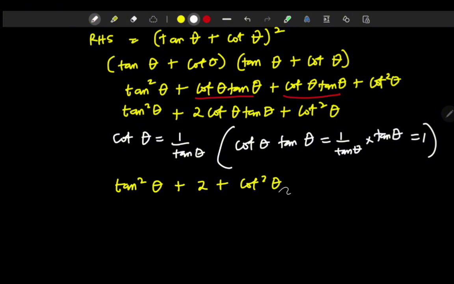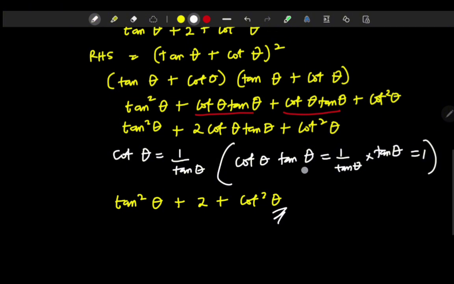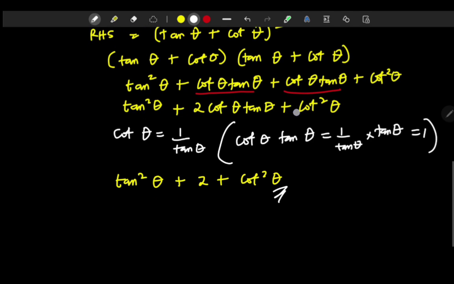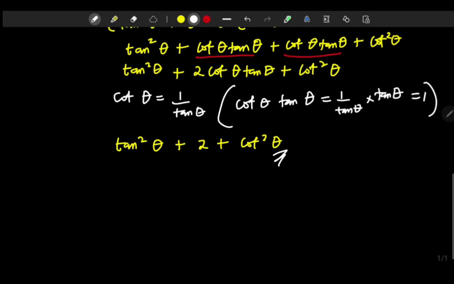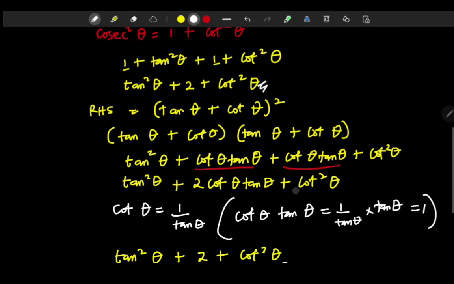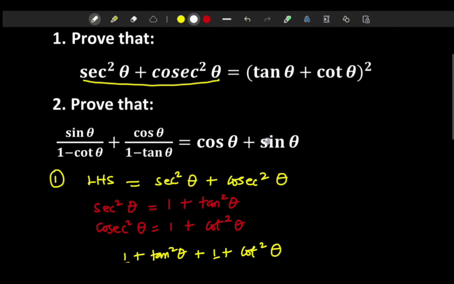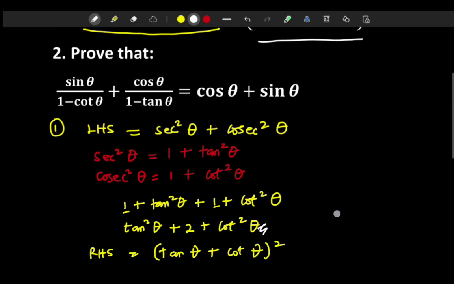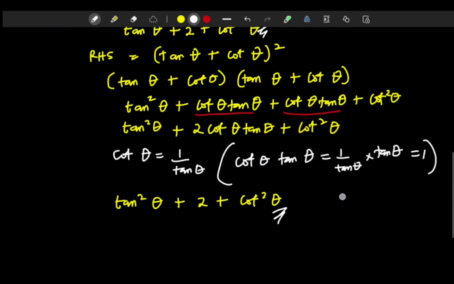Doesn't this look familiar? This is your right hand side and it is exactly what you got for the left hand side. So this is the proof here. So we have proven that what is on the left is exactly what is on the right. So that's the proof of the first one. Now let's go about doing the second one.